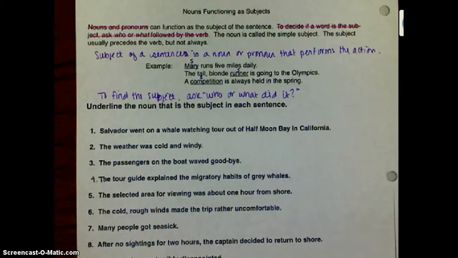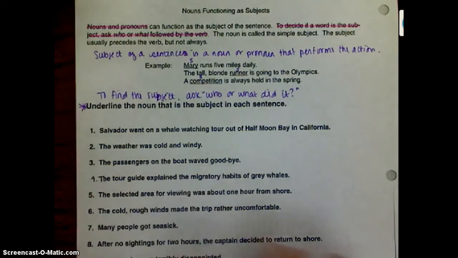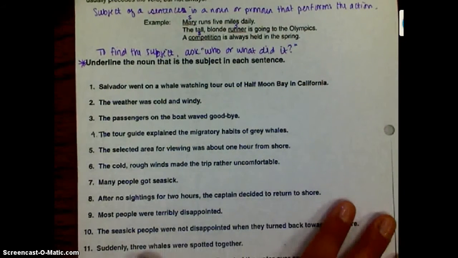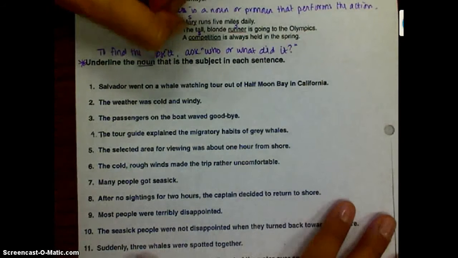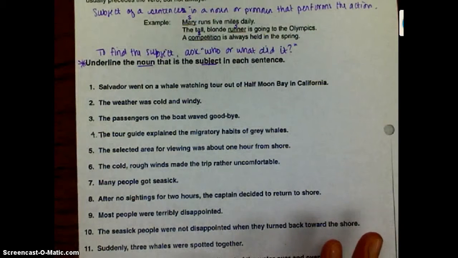So let's look at our directions. Our directions say to underline the noun that is the subject in each sentence. So these are our directions right here. And we're going to do in the directions exactly what it tells us to do. Underline the noun that is the subject of the sentence. And we're going to do the first 5 together, and then I'm going to have you do 6 through 15 on your own. Okay? So let's look.